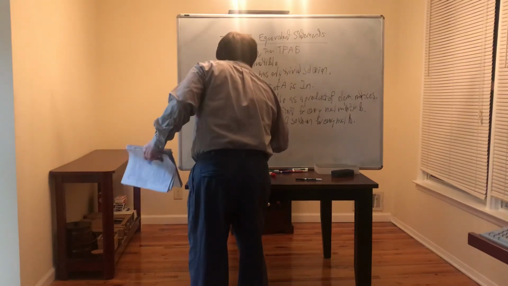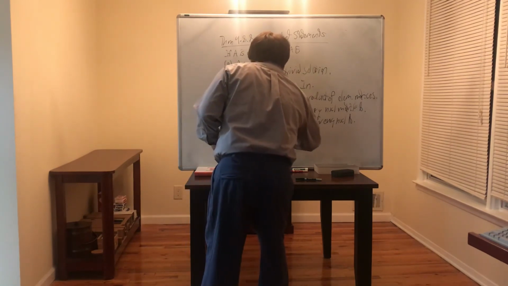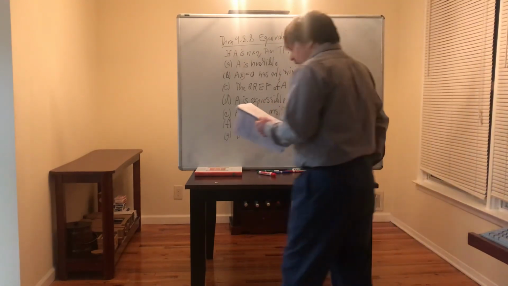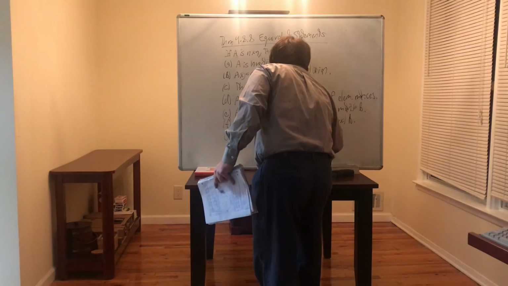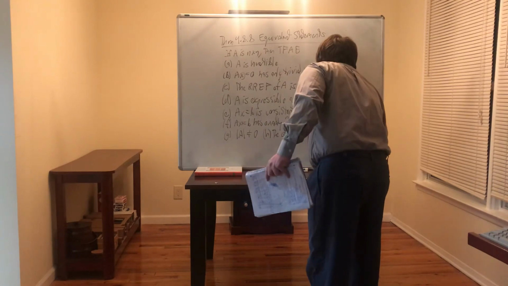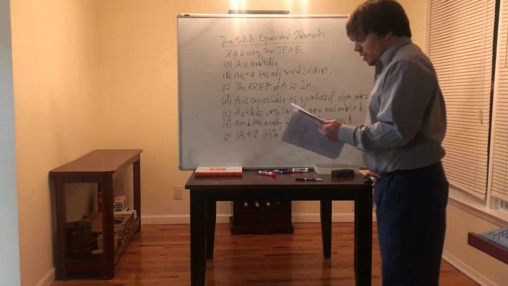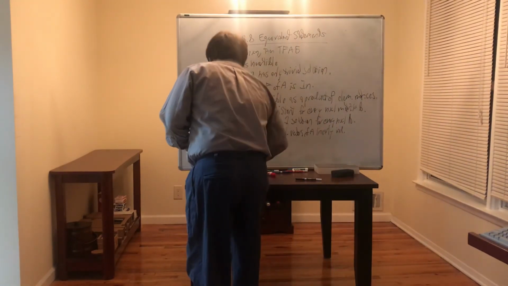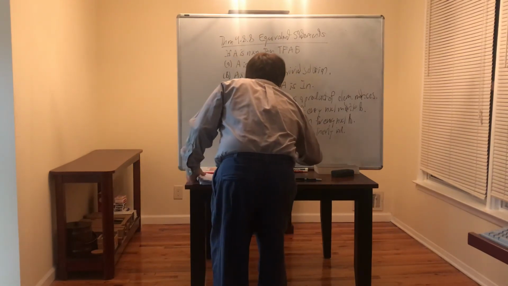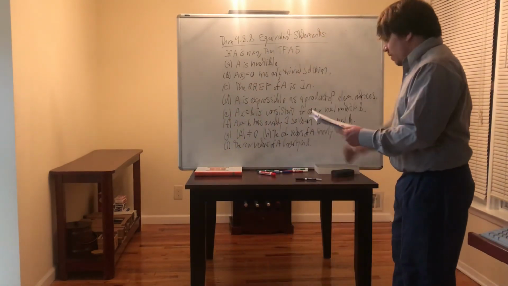G, the determinant of A does not equal 0. H, I'm gonna put H over here because I'm running out of room. H is the column vectors of A are linearly independent. So the column vectors of A are linearly independent. That's part H. Part I is the row vectors of A are linearly independent. So part I is the row vectors of A are linearly independent.